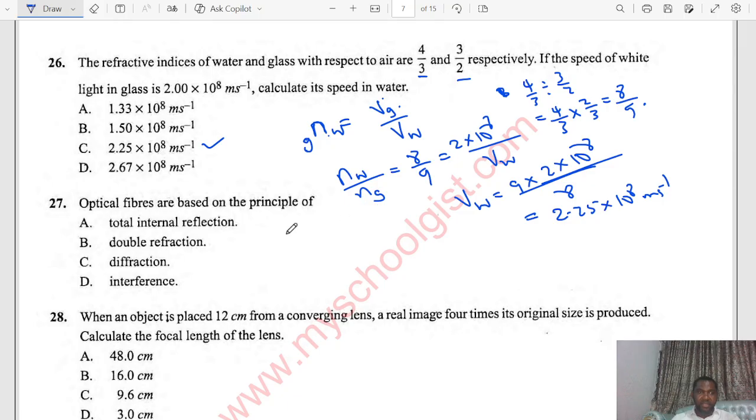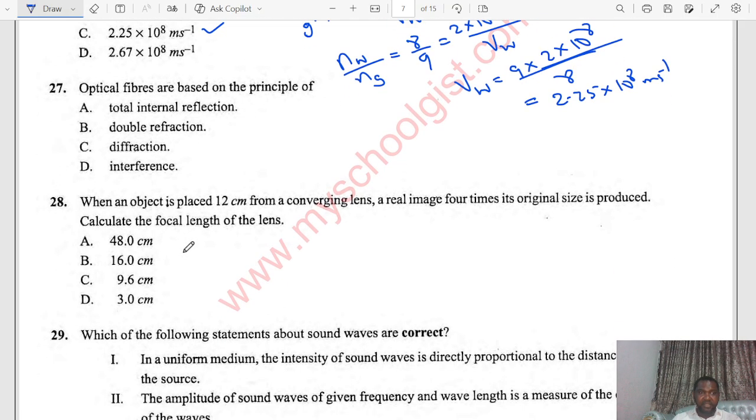Very, very important. Now the next one says optical fibers are based on the principle of... I'm sure you know what optical fibers are. Give me a second. Optical fibers are based on the principle of total internal reflection. I wanted to be sure, it skipped my mind.